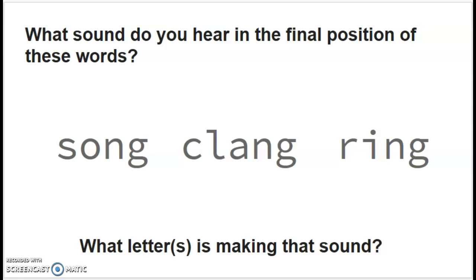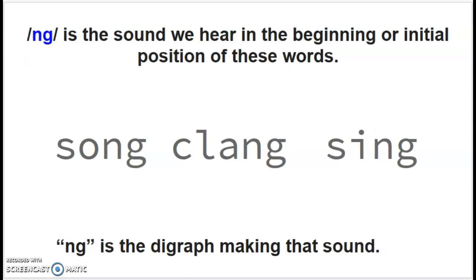What sound do you hear in the final position of these words? Repeat them after me. Song, clang, ring. What letter or letters is making that sound? The ng is the sound we hear in the final position of these words. Song, clang, sing. Ng is the digraph making that sound.